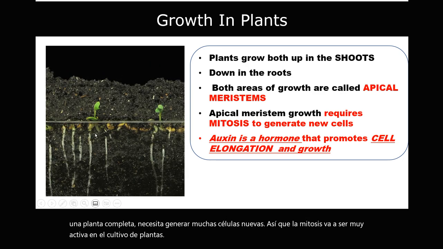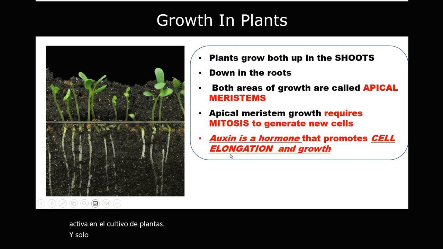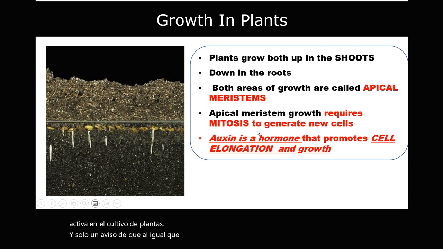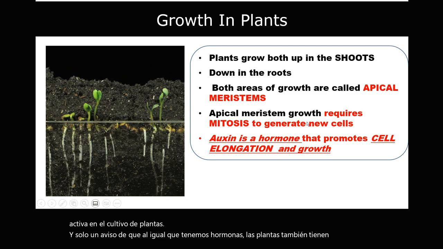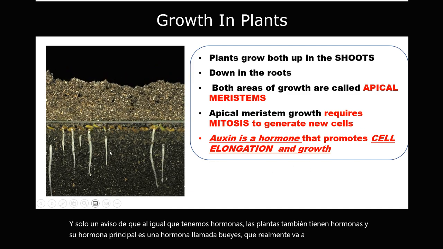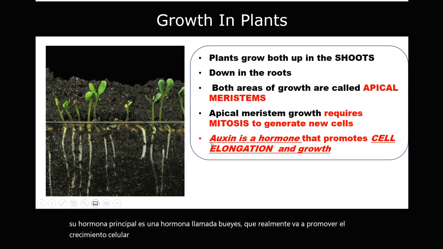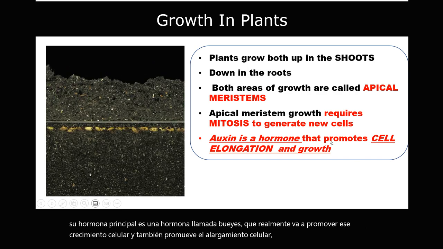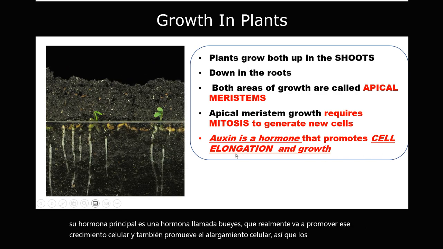And just a heads up that just like we have hormones, plants also have hormones, and their main hormone is a hormone called auxin, which is really going to promote that cell growth, and it also promotes cell elongation. So auxin, two jobs: promoting cell growth and promoting cell elongation.